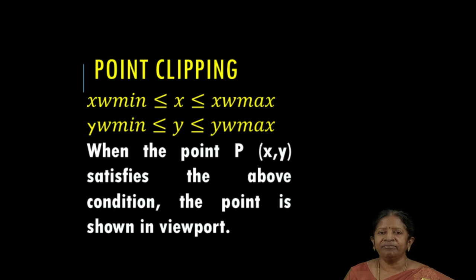So if the x coordinate of the point lies between the limits xw min and xw max, and the y coordinate of the point lies within the limits yw min and yw max, we will be showing the point.